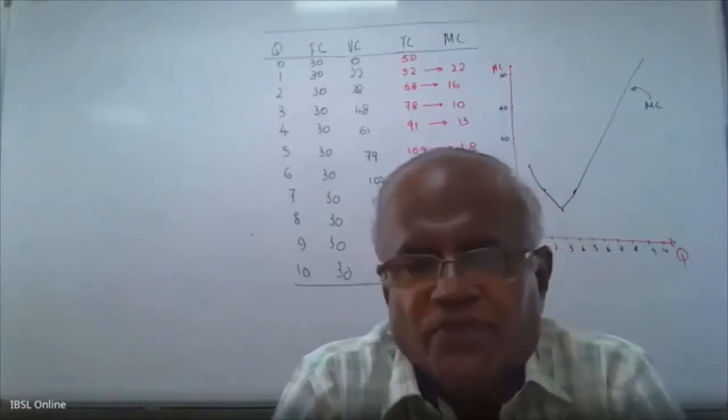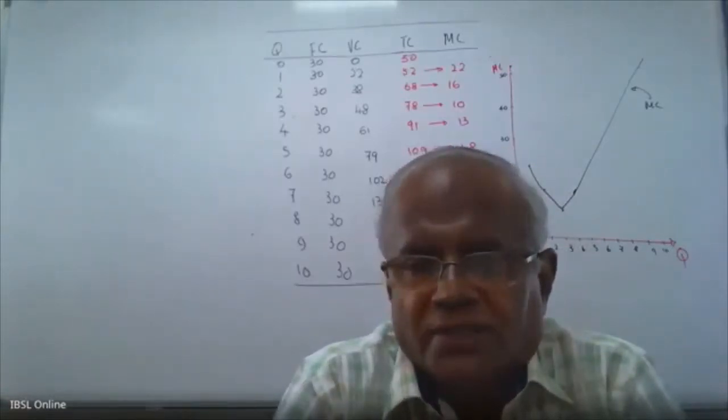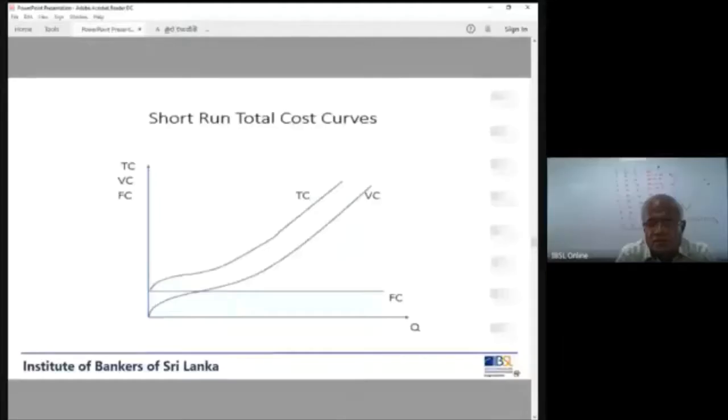Now this is the shape of the total cost. Short run cost curves: FC, VC, TC curves, right? X-axis Q, Y-axis FC, VC, TC, all three. The fixed cost curve is fixed whatever the output level. 30, 30, 30, 30. Output level 1, 30; 10 also 30. It is a horizontal line, parallel to the x-axis.